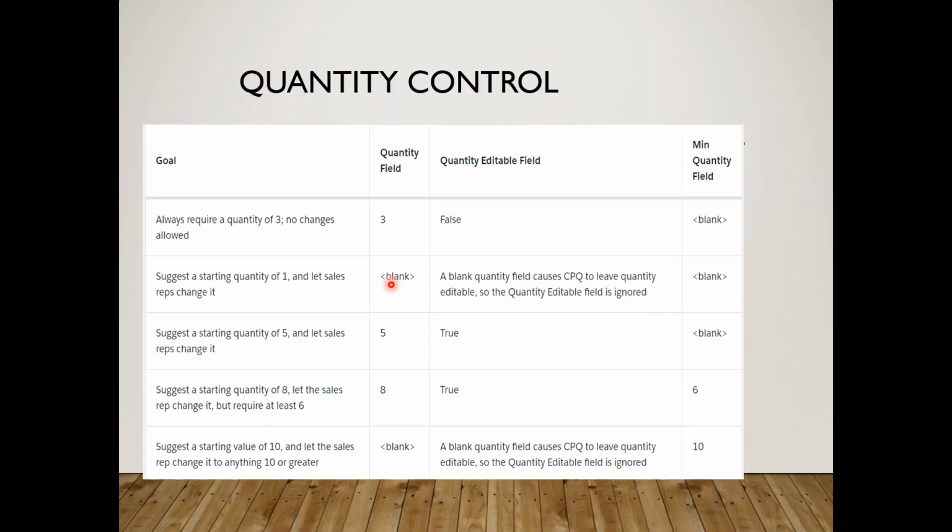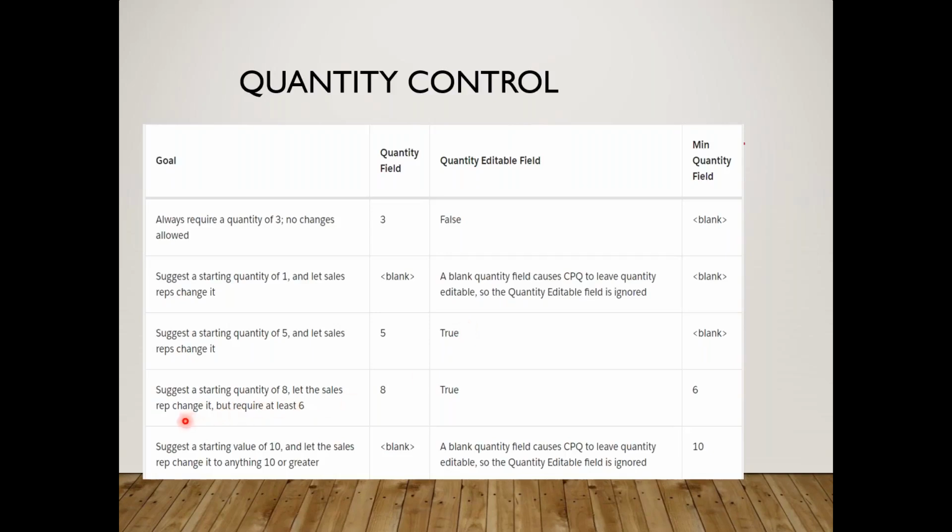And the second is like the second answer that Srimas mentioned, that you can keep this as 1 and you can check this as well. Both the solutions are there. Whatever you want to proceed, you can go. Okay. The third scenario is suggest a starting quantity of 5 and let sales rep change it. In that case, we can go ahead with the scenario, suggest a starting quantity of 5 and make the quantity field editable. In this way, by default quantity will be 5 and they can change whatever they want.